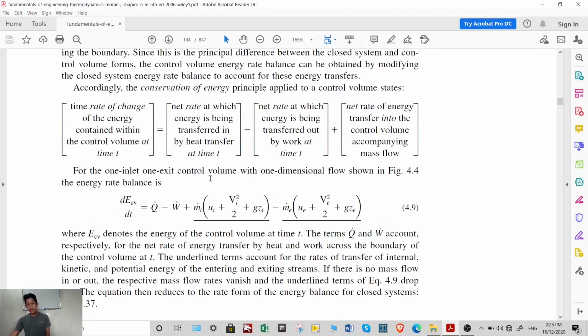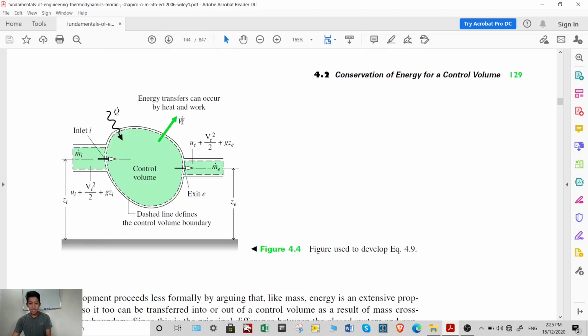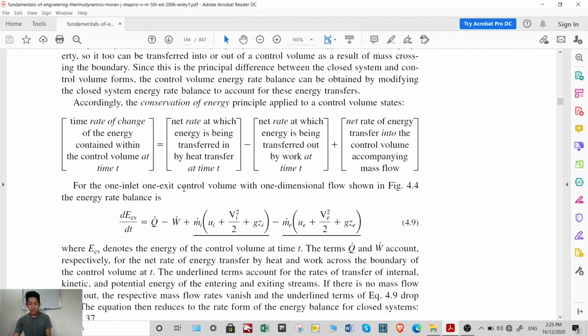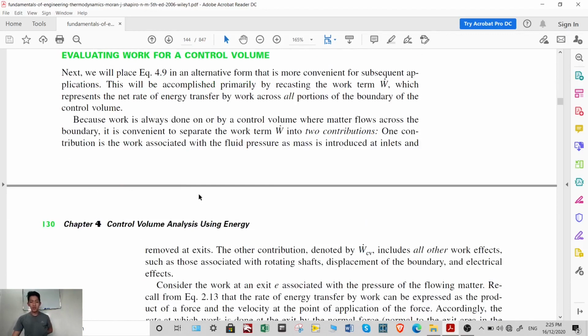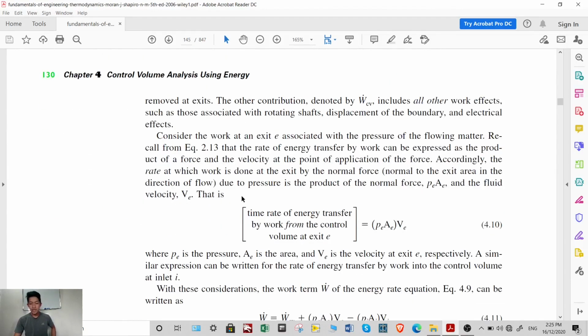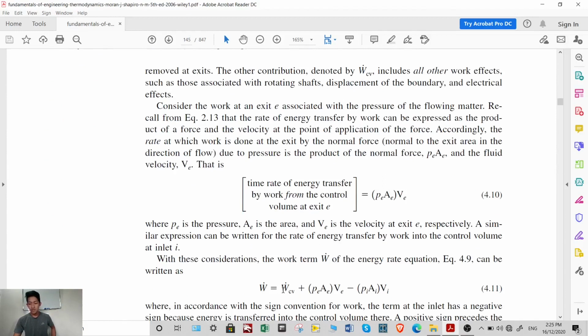So, mao ni siya. And then, kaning work nga term diri, composed ni siya og duha ka term, no? Dili lang ni siya kani. Kani total man ni. So it is composed by the kani nga term. Kani nga term mao ni siya katong mga work due to kung mag-input ka og shaft work, or electrical nga effects. Kana bang mag-kuan na stirrer, mao ni siya ang nag-account kani nga term.